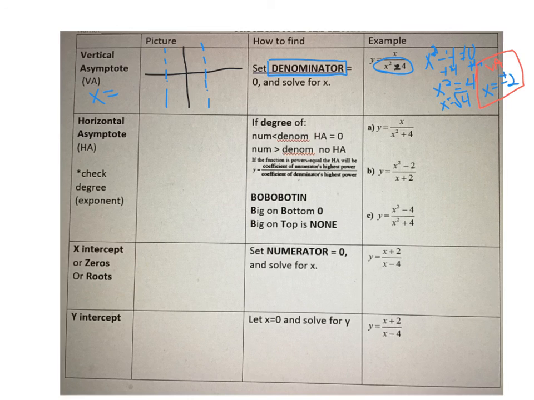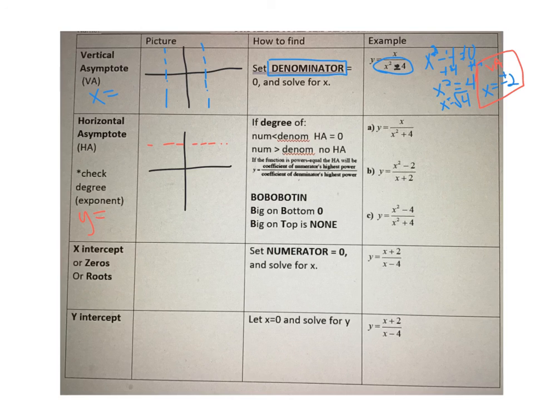Okay, let's look at the next one. How do we find a horizontal asymptote? Well, let's first look at a graph. A horizontal asymptote is a horizontal imaginary line that the graph gets close, close, close to, but is never ever going to cross. So because it is a horizontal asymptote, it is always a y-equals equation.